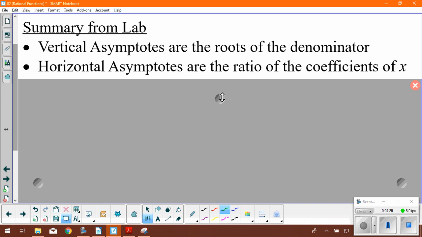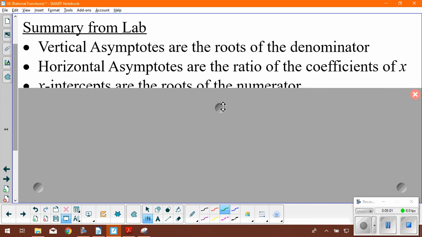Okay, the horizontal asymptotes are the ratio of the coefficients of x. Now, this is only true because they were the same power, right? In all those equations on the first page, like, if you had 3x over 2x, then the horizontal asymptote is 3 over 2. Okay, but it only works because it's both just x. There were no x squared over x or x cubed over x or something like that.